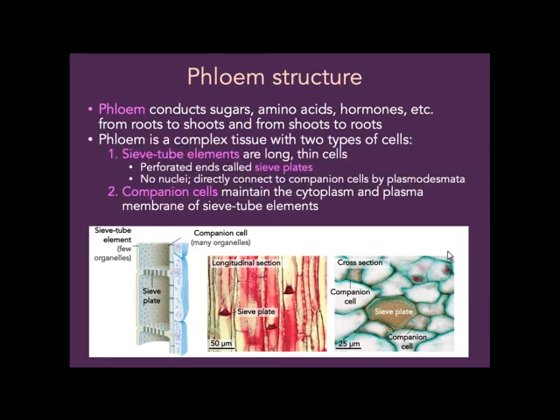So phloem is a complex tissue. Okay, so there are two types of cells. Sieve tube elements are these long, thin cells, and then at the end, they have something called a sieve plate. Do you know what a sieve is?